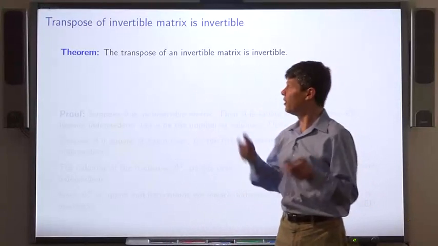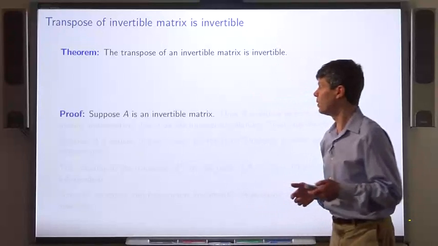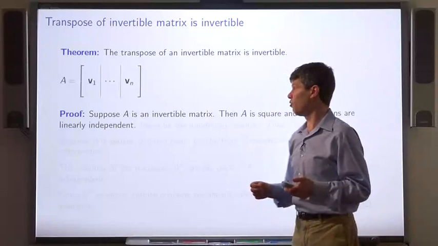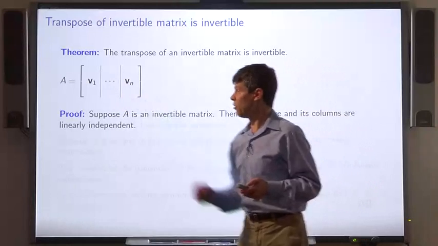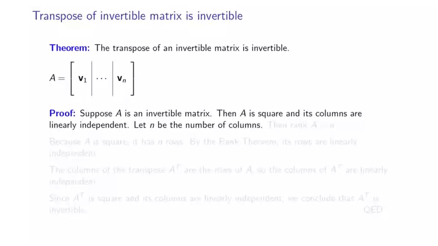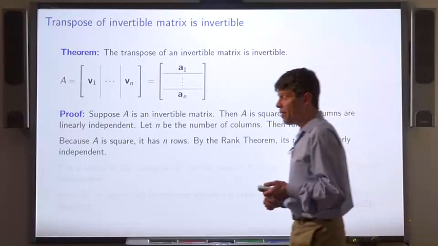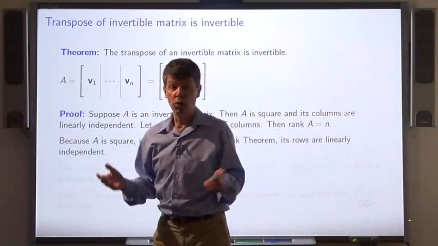Now we can show that the transpose of an invertible matrix is itself an invertible matrix. Here's the proof. Suppose A is an invertible matrix. We've written it in terms of its columns. The matrix is square, and the columns are linearly independent. Let n be the number of columns. Then the rank of A equals n. And because A is square, it also has n rows. Here they are. And by the rank theorem, its rows are also linearly independent.